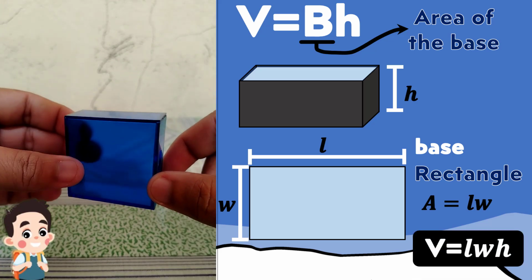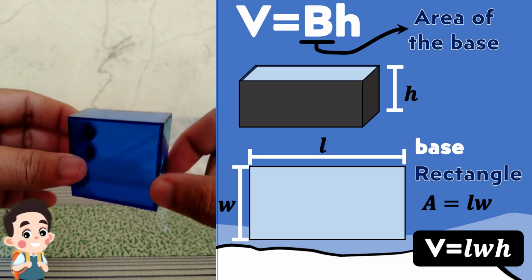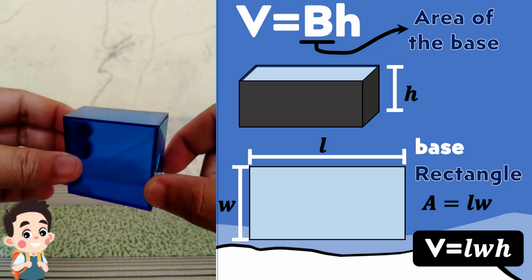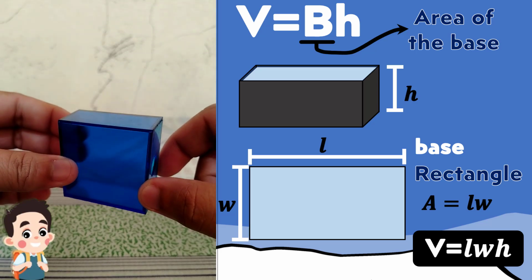Hence, the formula for the volume of our rectangular prism, and the secret in that formula, is that the volume is simply length times width times height.